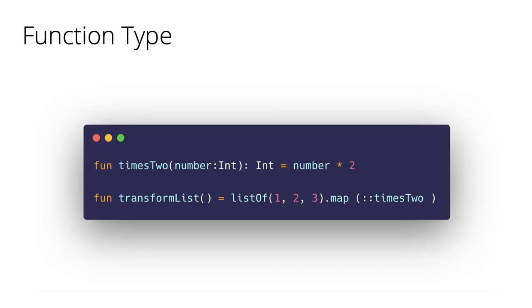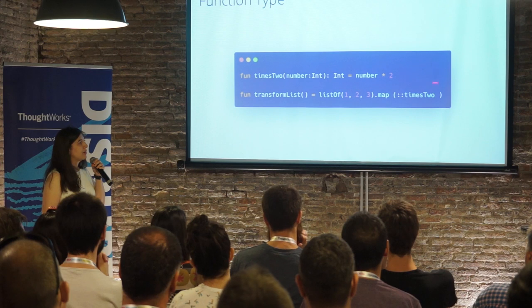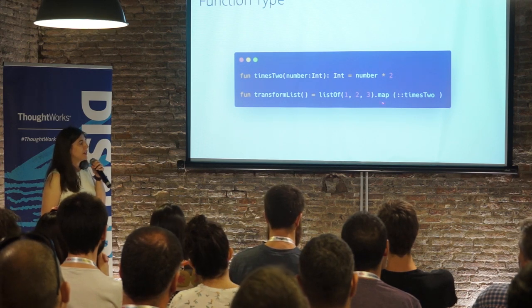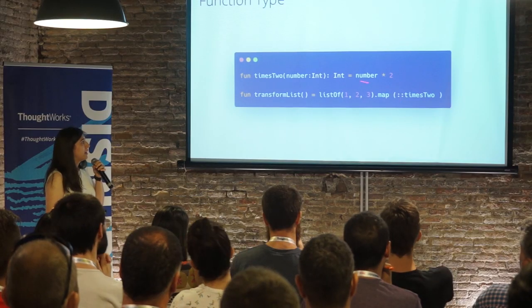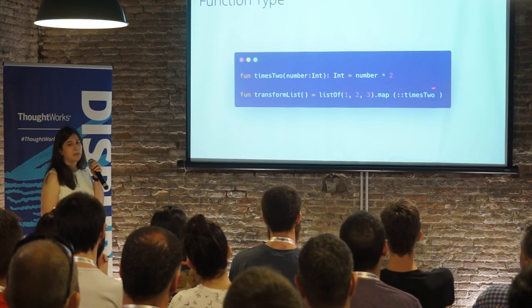So here we have another example. We created a regular function, but we can see that we can pass it as a reference inside another function. This is the map function. So we have here a list of three elements. We can apply this function to each of them.